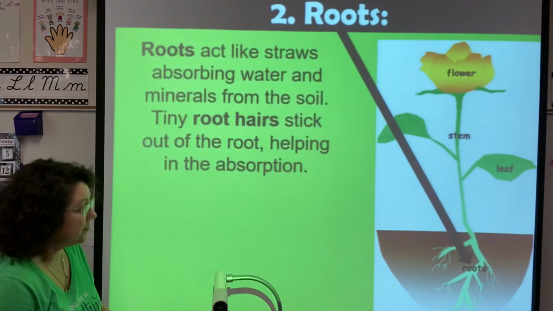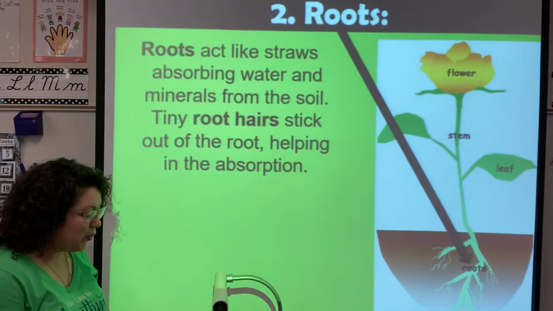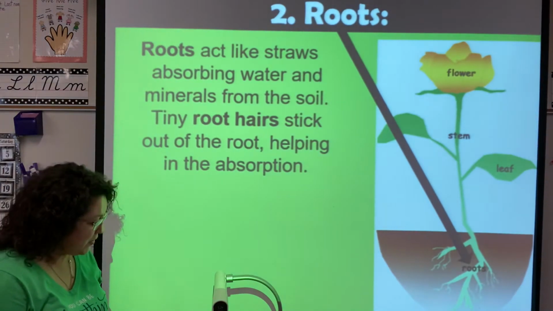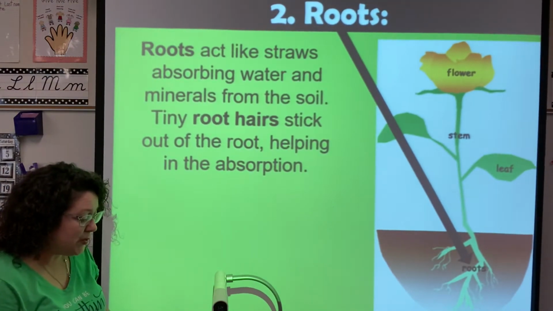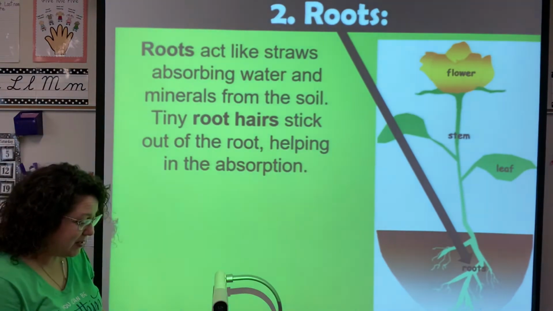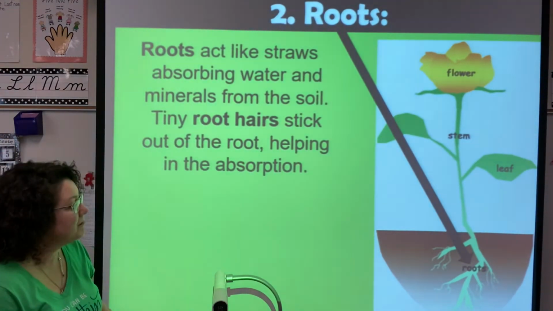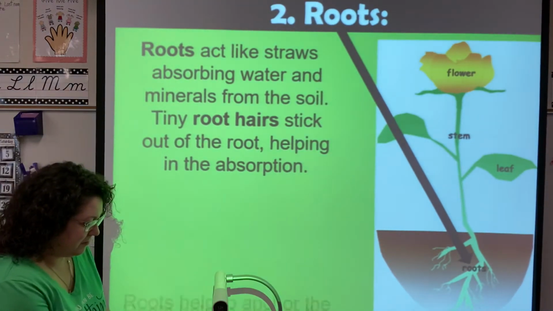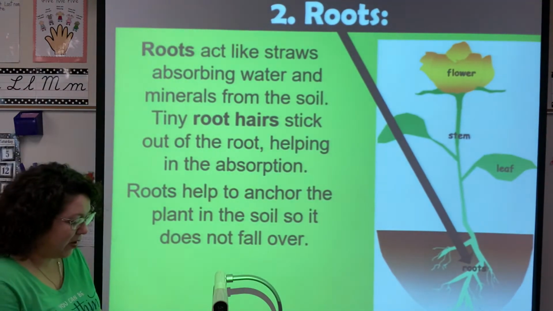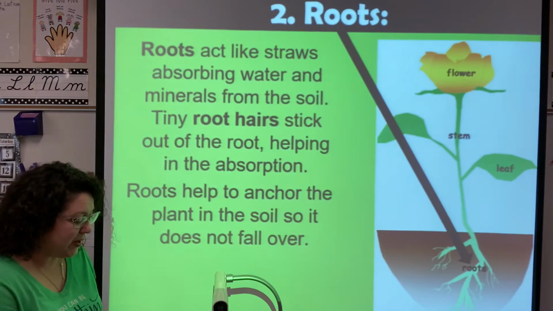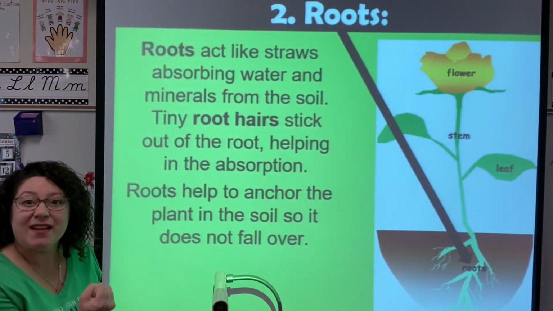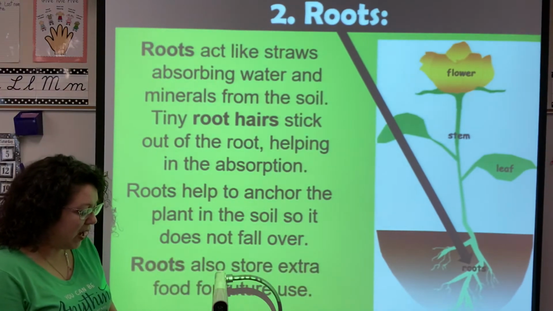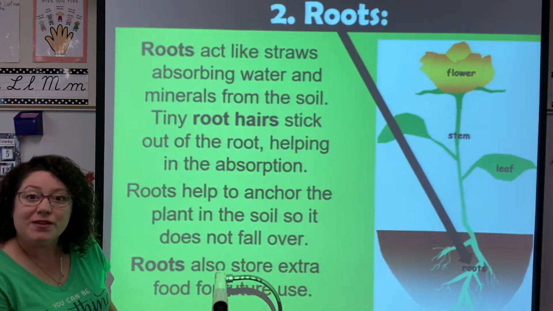Roots, all the way down there at the bottom. Roots act like straws, absorbing water and minerals from the soil. Tiny root hairs stick out of the root, helping in the absorption. So tiny little hairs help suck it in. Roots also help to anchor the plant in the soil so it does not fall over, keeps it in the ground. Roots also store extra food for future use.